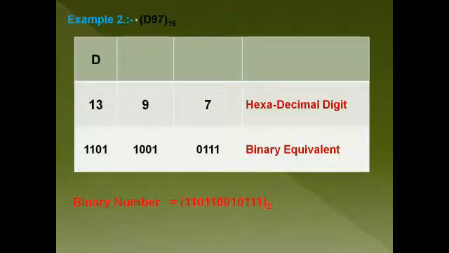Same, D97. So we will write D here, D equivalent to 13, 9 and 7. Then we will write the binary equivalent from the table: 13, 1101, 9, 1001, and 7, 0111. Directly we will write here, and we will enclose the base, which will be 2, because this is the binary number.